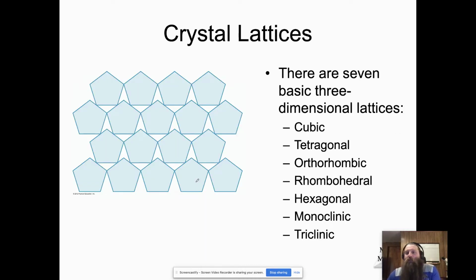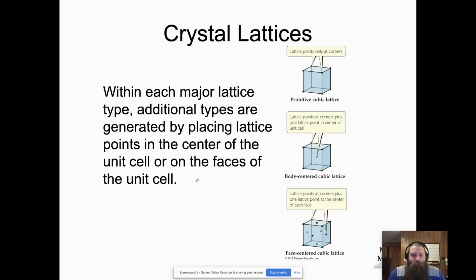Now, there are a lot of different three-dimensional lattices, but here are the 7 basic types. We have cubic lattices, tetragonal, orthorhombic. We have rhombohedral, which is like the best one to say. We have hexagonal, and then the mono and triclinic shapes. We're going to look at some simple crystal lattices, but those are the 7 basic ones, okay?